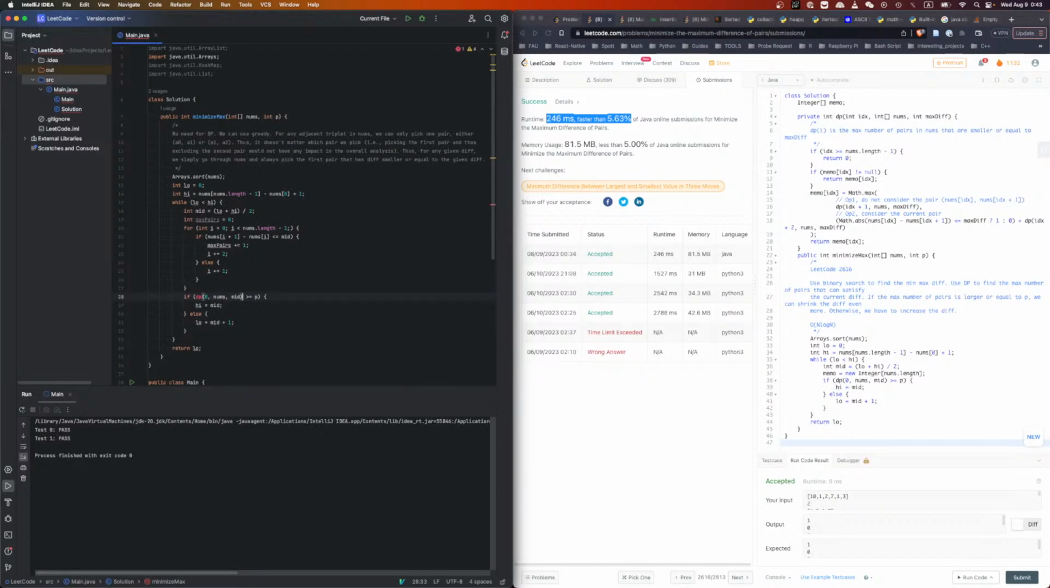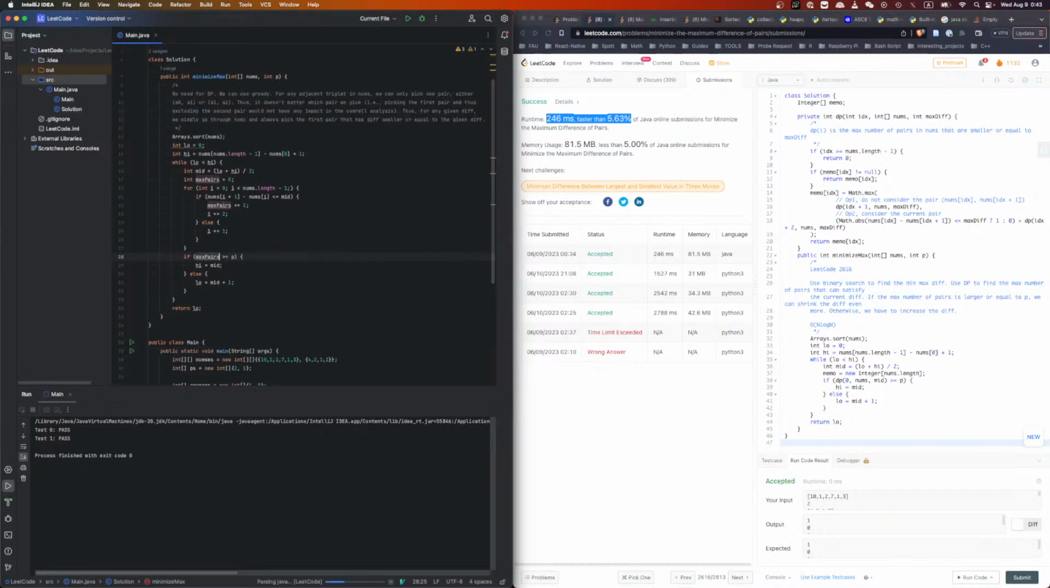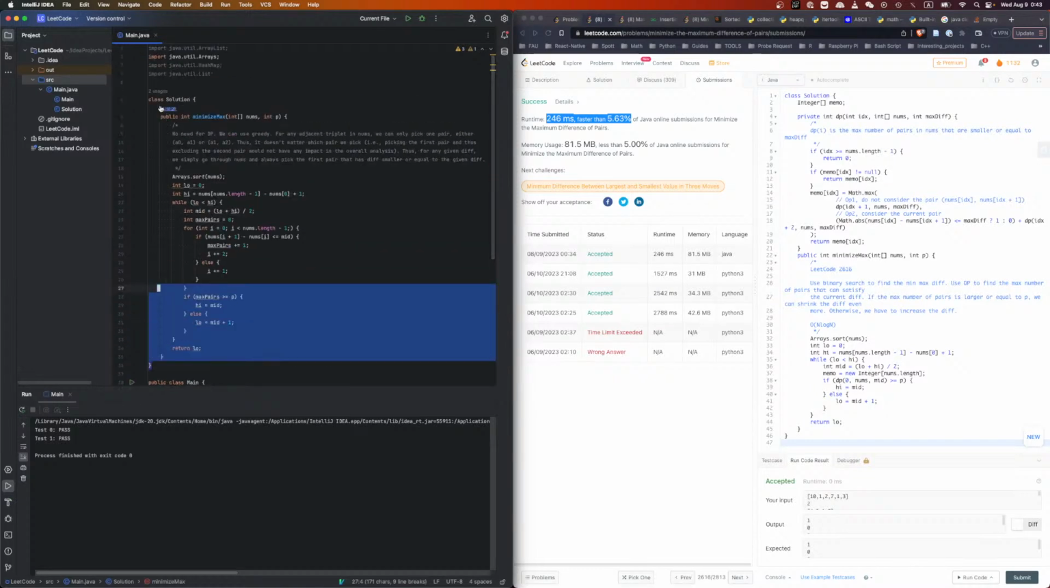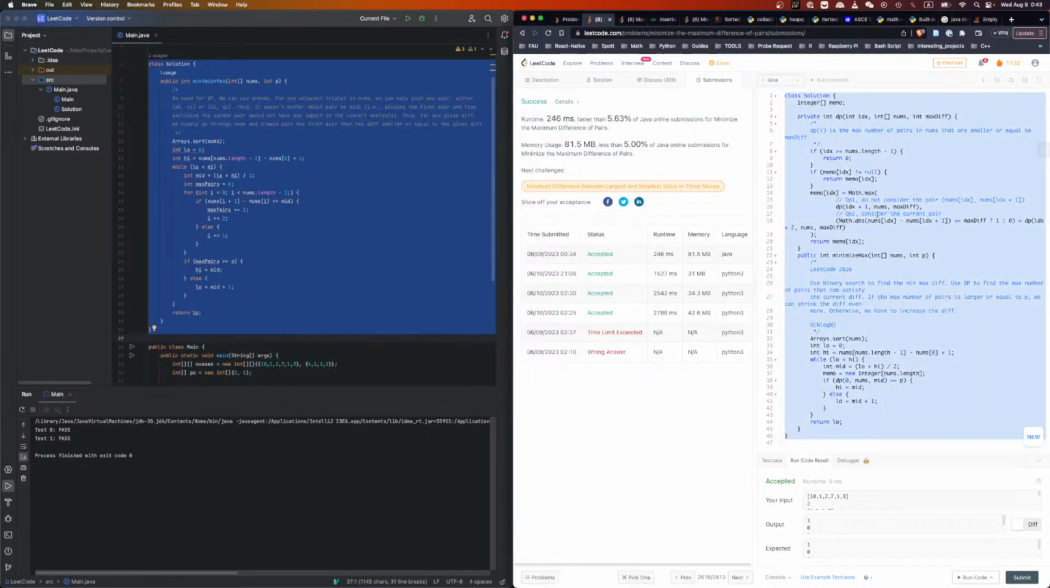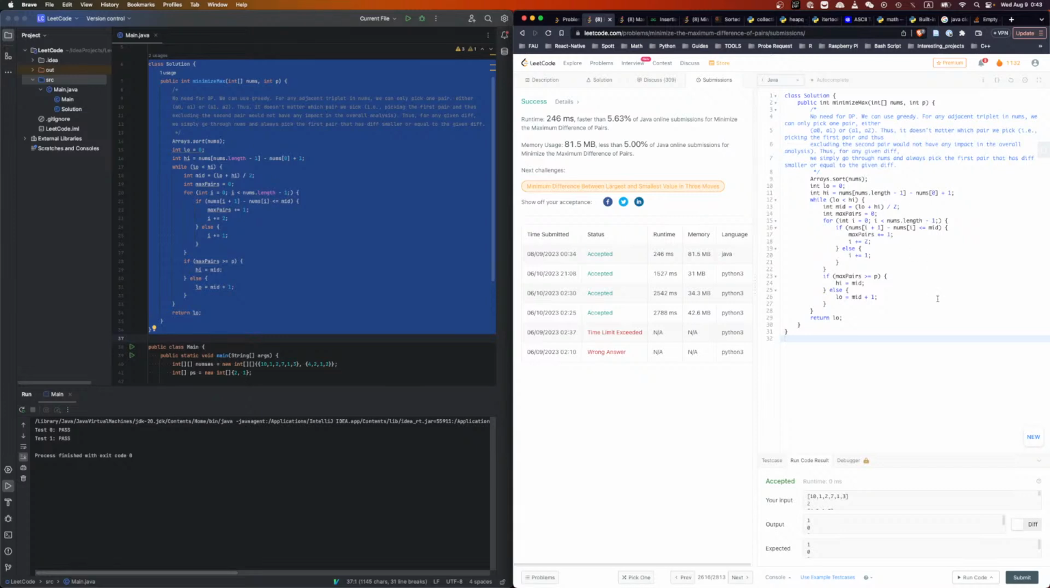Then we can say if max pairs is larger or equal to p. Alright, does this one work? Yep. I think this one works. Then we avoid binary search. No, we still have to do binary search, but we avoid the DP.